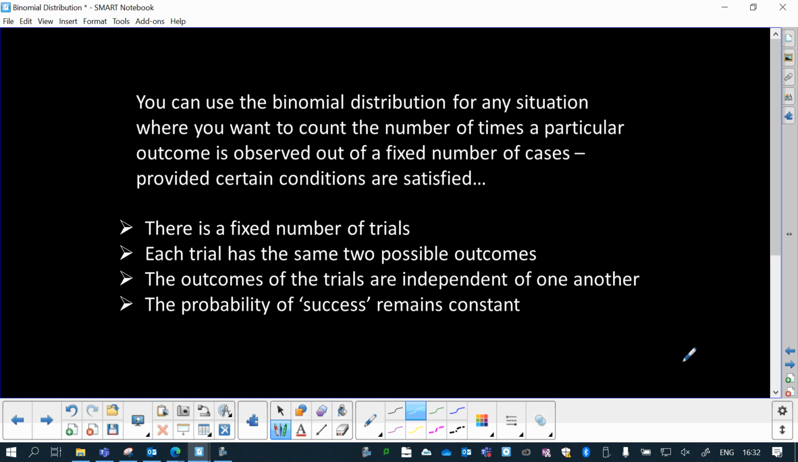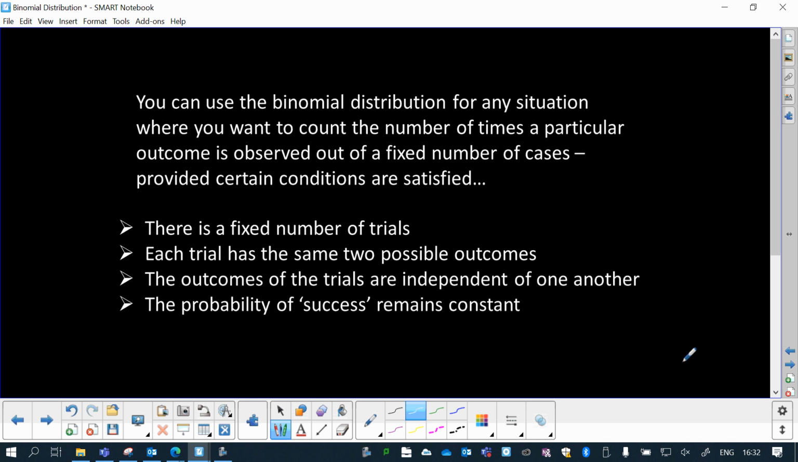Each trial has the same 2 possible outcomes, 2 outcomes, binomial, and they have to be the same all the way through. Can't change. The outcomes of the trials are independent of one another. They must be independent. There can't be any overlap. It's either this or it's this. That's it. There's no this and this together. And the probability of success remains constant.